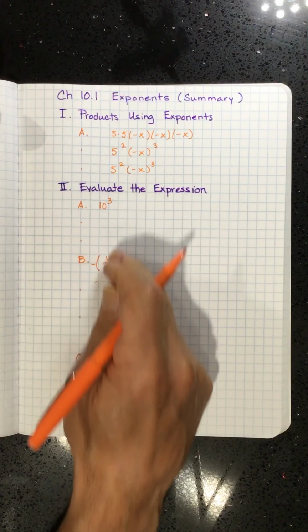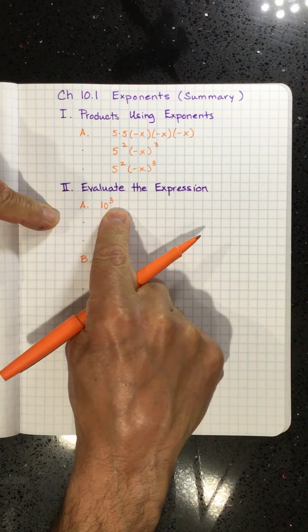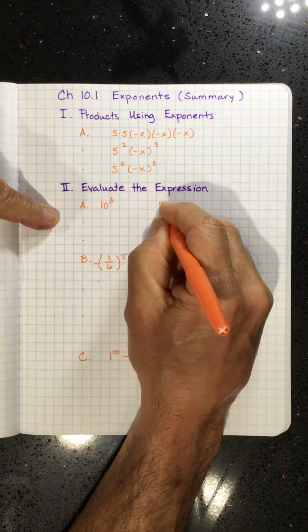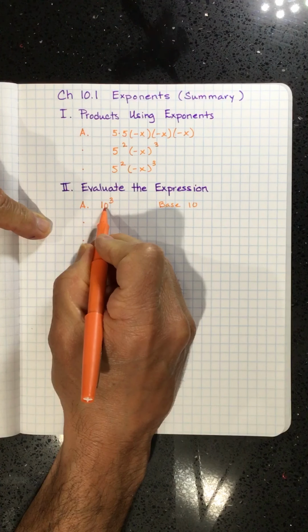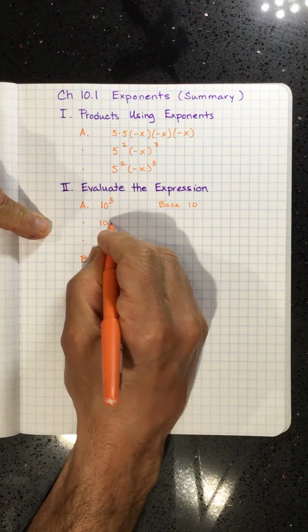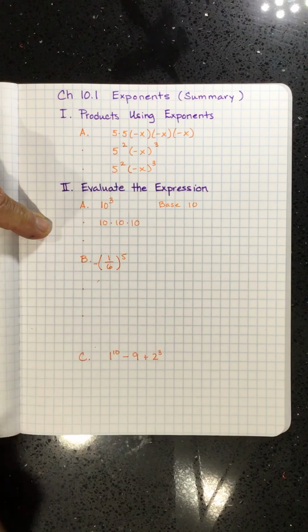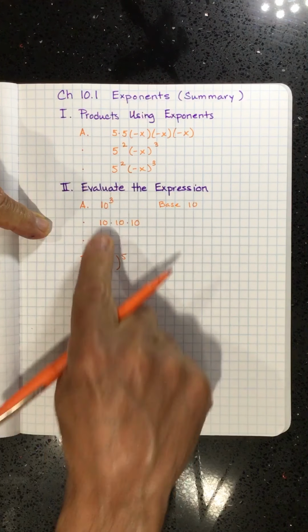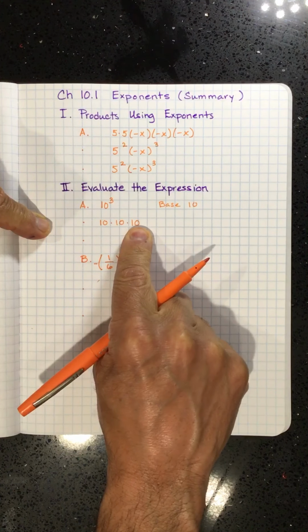Now let's talk about evaluating some expressions. This is where we actually solve them. This is actually called base 10 math, by the way. This is big in math and science. So what we do is we take the base 10 and we write it 3 times. 10 times 10 times 10. And actually there's a shortcut. If you want to use your calculator, you can. You just type 10 times 10, which is 100, times 10 is 1,000.